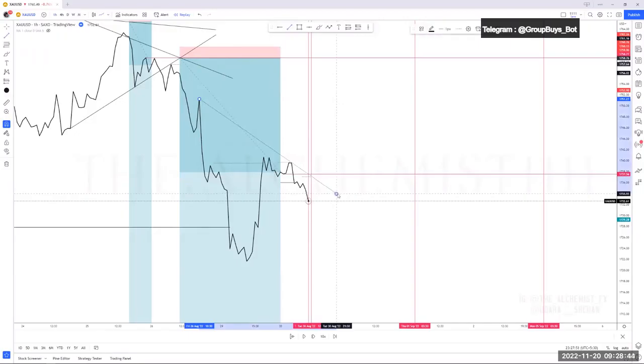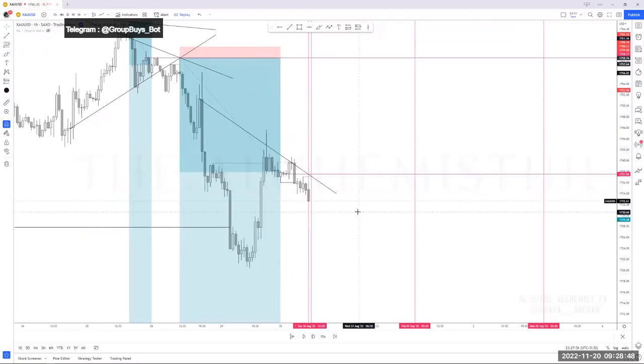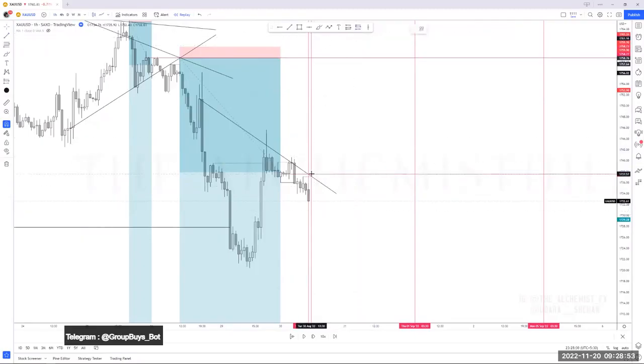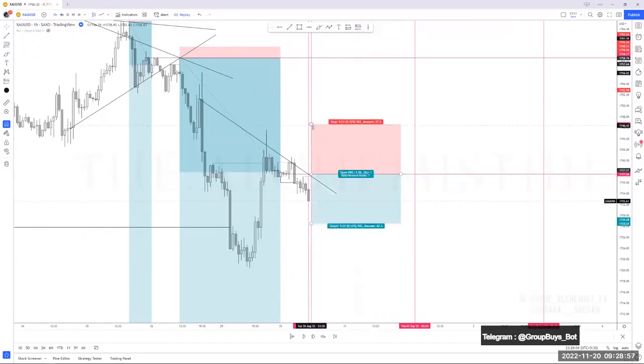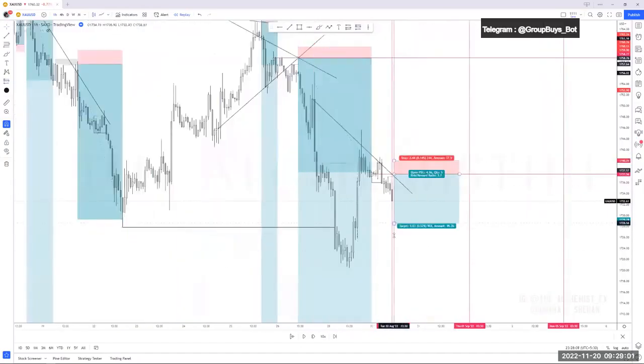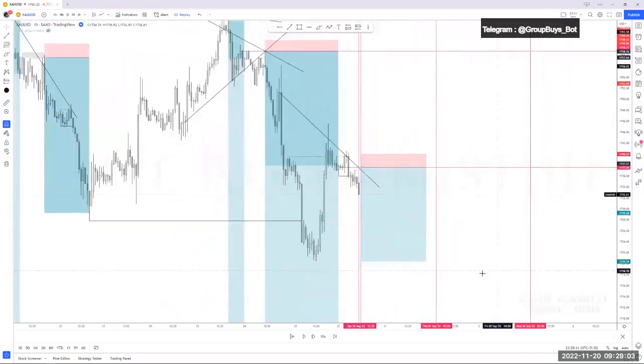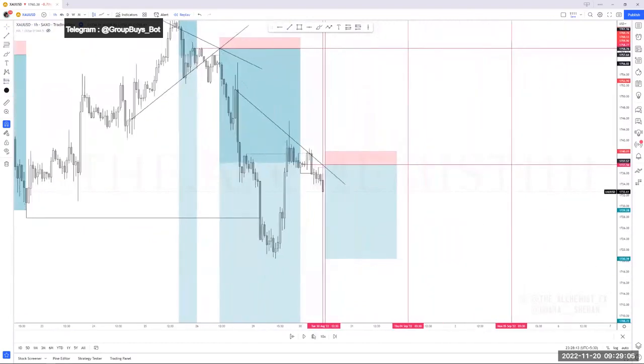This would be a good one. Can you see? Like this. Okay, let's draw it like this. It's perfect confluence, because liquidity is also there. Okay, let's sell it here. Stop loss, say 25 pips. First target, external range liquidity. Okay, external range liquidity. Let's wait.